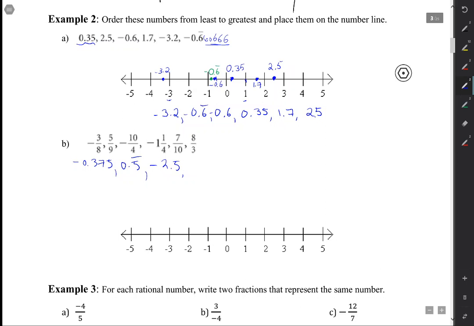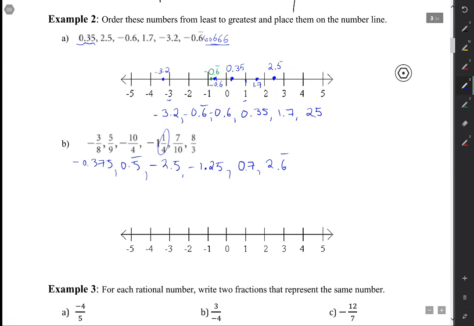Then we have negative 1 and 1/4, so that's going to be negative 1 point, and then if I do 1 divided by 4 on my calculator, we get 0.25. All I did in my calculator for this one was put that part in it. That gave me 0.25, and then the 1 goes out front there, and the negative sign too. 7/10, if I put that in my calculator, I get 0.7. And then 8 over 3, if I put that in my calculator, I get 2.6 repeated.